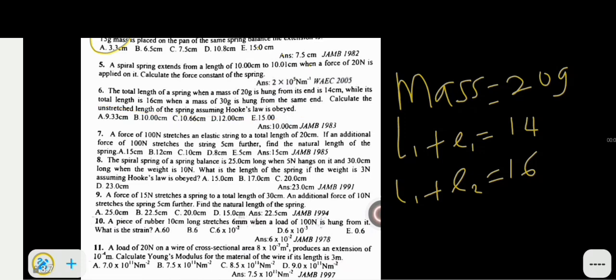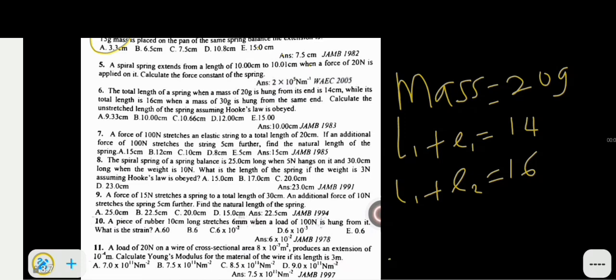So we're told that the first mass is 20 grams. Okay, that's the first mass from the question. Then the whole length, the original length plus the extension, everything is 14 cm. That was the first case here. So original length plus extension will give you 14 cm. Then in the second case, we have the original length. The original length is always constant. So that's why it's L1, L1. Okay, the original length of the spring is constant.